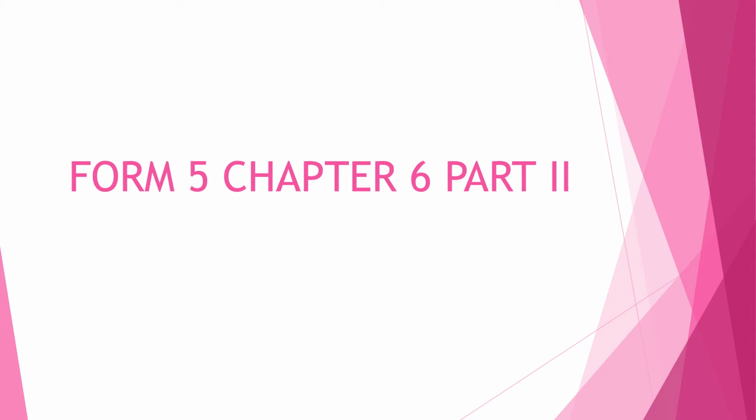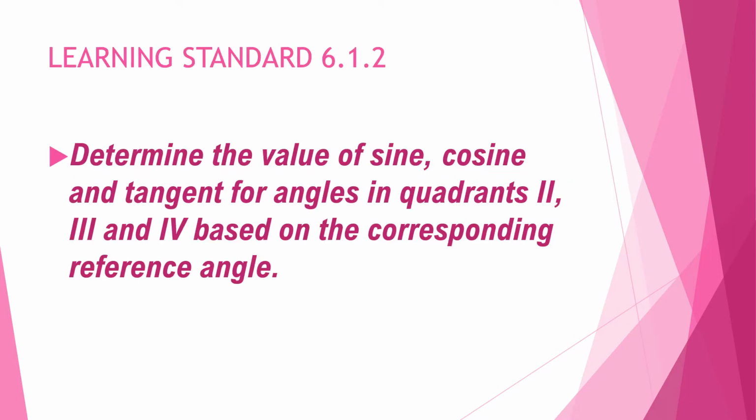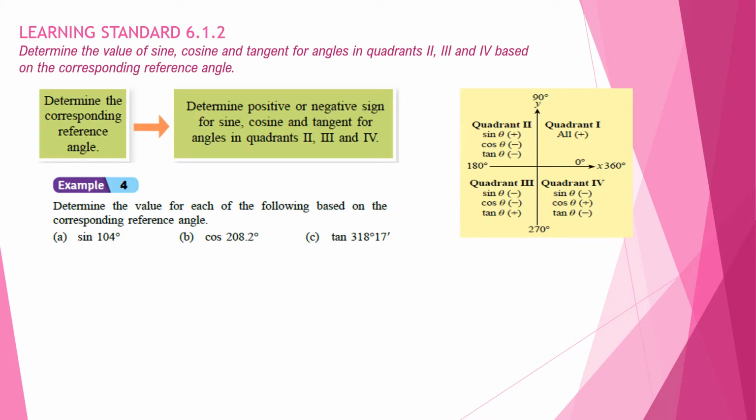Hello, let's continue with Form 5 Chapter 6 Part 2. In Part 2 Chapter 6, we are going to determine the value of sine, cosine and tangent for angles in quadrants 2, 3 and 4 based on the corresponding reference angle.